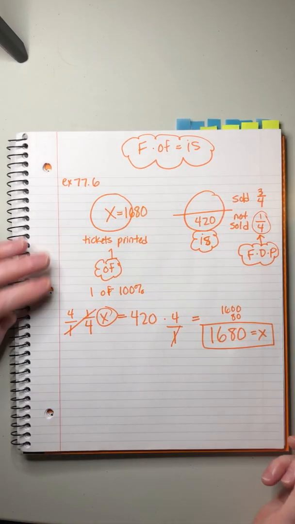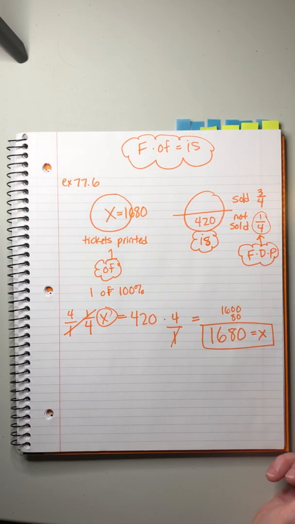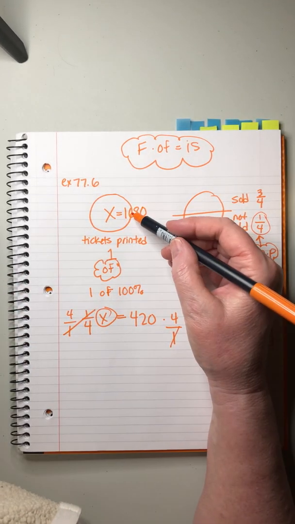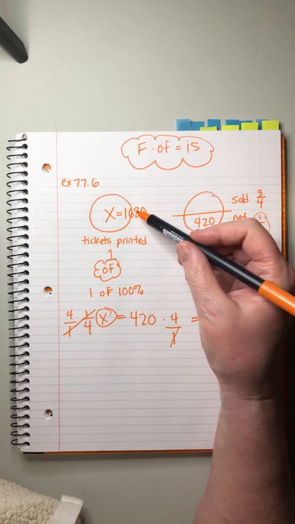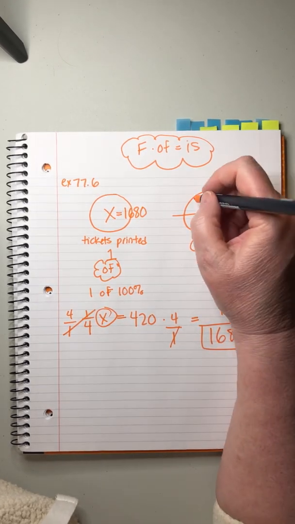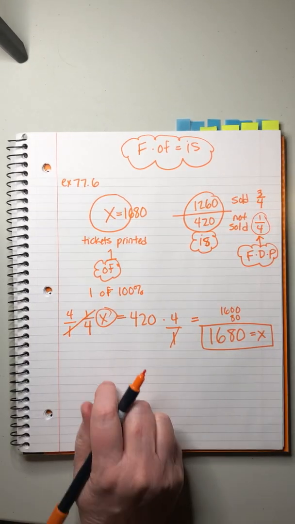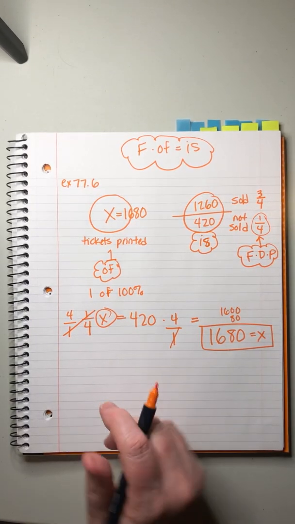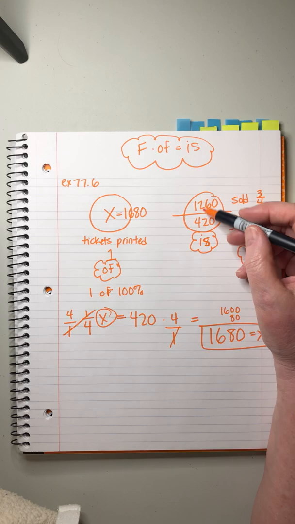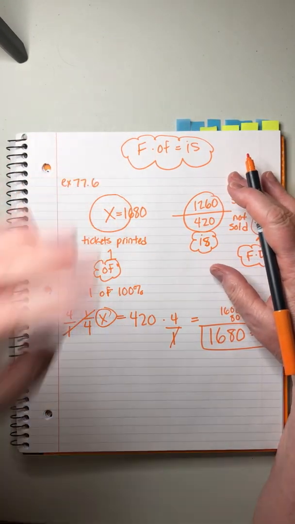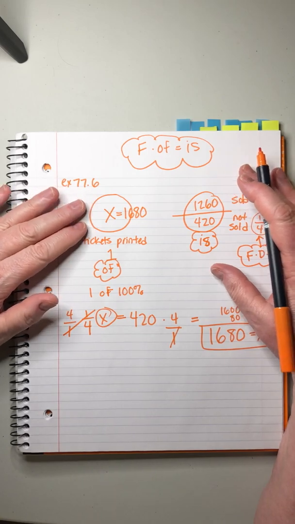I can box that, but I'm also going to go up here. 1,680 tickets were printed. And now, because I just like to be thorough, I'm going to figure out how many tickets were sold. I can do that by subtracting this from that. And that will be 1,260. These should add up to 1,680. Yeah, okay. So, moral of the story, even if John doesn't tell you to, complete the diagram.